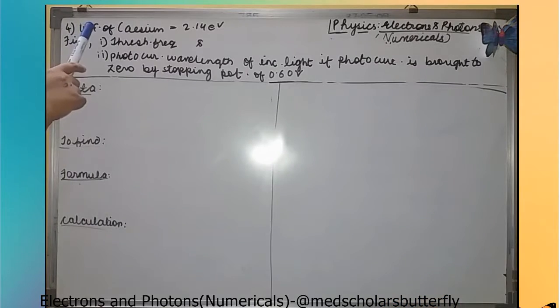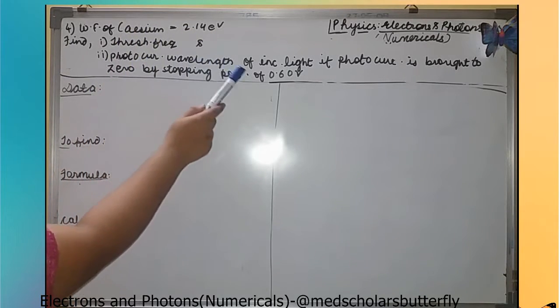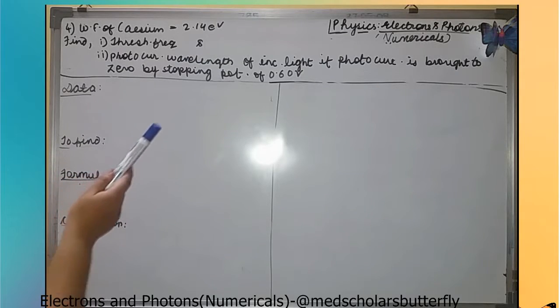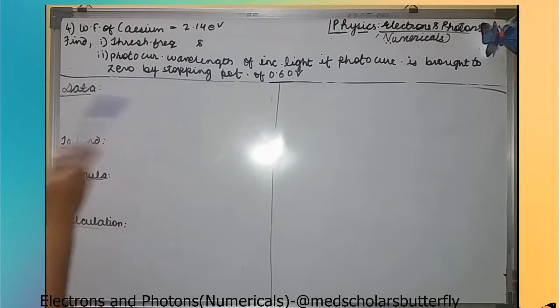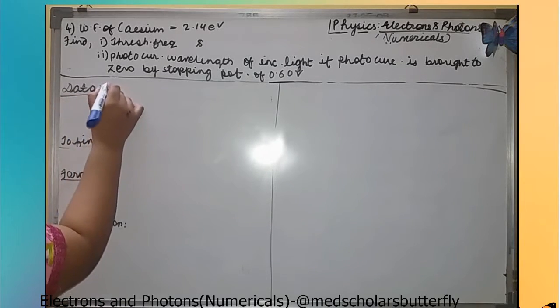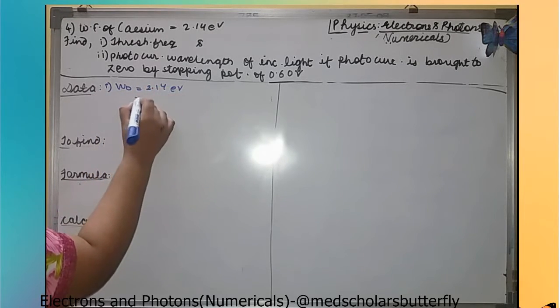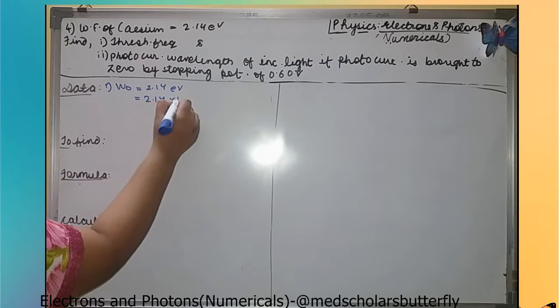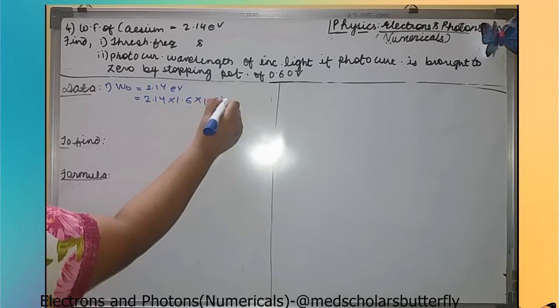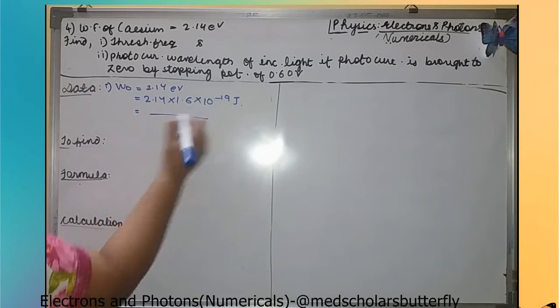Next question. Work function of cesium is given. We have to find the threshold frequency and the wavelength of incident light if the photocurrent is brought to zero by a potential difference of this much value. Let us first write down the given data. First is work function, which is nothing but 2.4 electron volt. Again conversion: 2.4 into 1.6 into 10 raised to minus 19 joule. Write down the value.